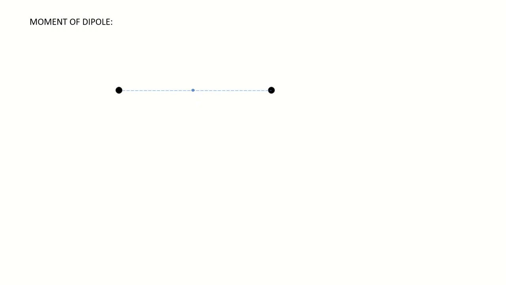We are going to study the topic of moment of dipole. First of all, how can we generate moment or torque in a dipole? Let us consider a dipole has been placed where the charges are placed at its two ends. Let two forces F1 and F2, which are oppositely directed, be applied at the two ends of the dipole.